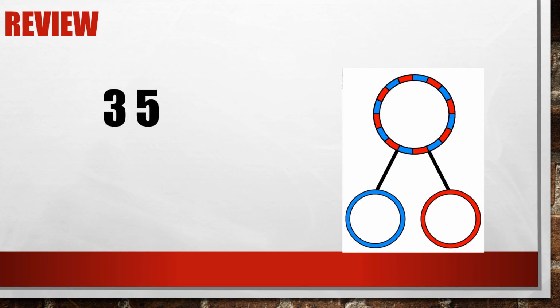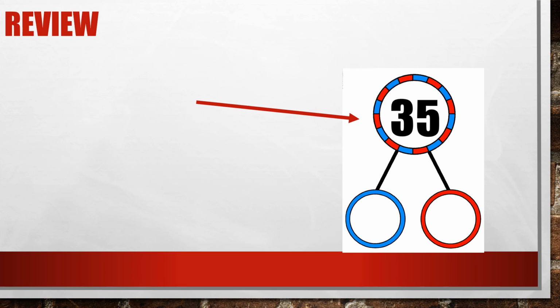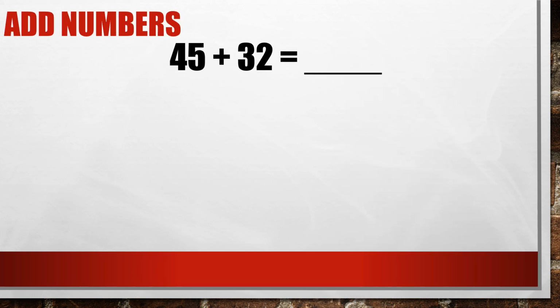We're going to look at the number 35 and let's put that into the top circle so that we can partition it. So in it goes. Now we know that the number 35 is made up of 3 tens, which is 30, and 5 ones, or 5 units. 30 and 5 make 35. So let's have a look at how we can add this equation.